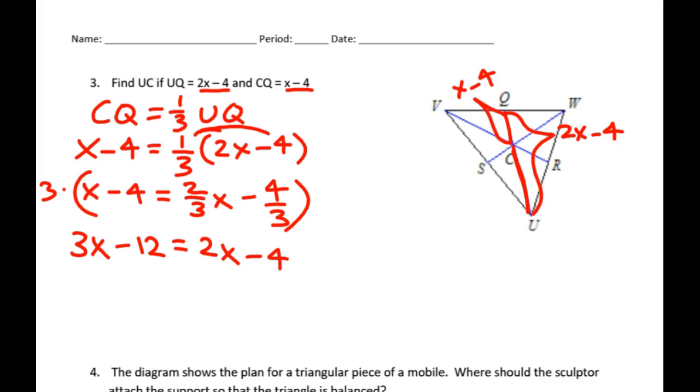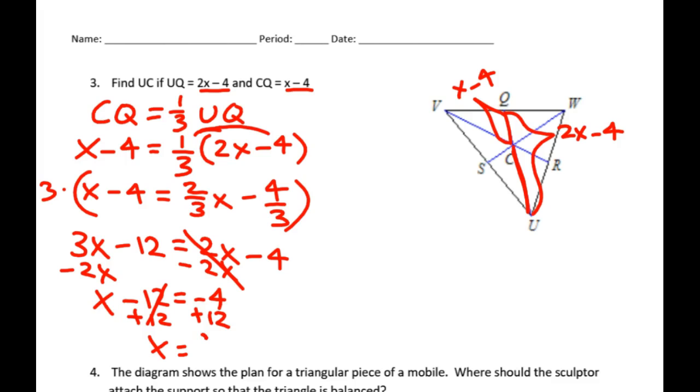If I'm going to solve this, again, x is on both sides like we've done before, so I get rid of the smaller x, minus 2x, minus 2x. It gives me a 1x over here, bring down minus 12 equals negative 4. And then to get rid of minus 12, I add 12 to both sides. And I get x equals 8. Okay? So x equals 8.